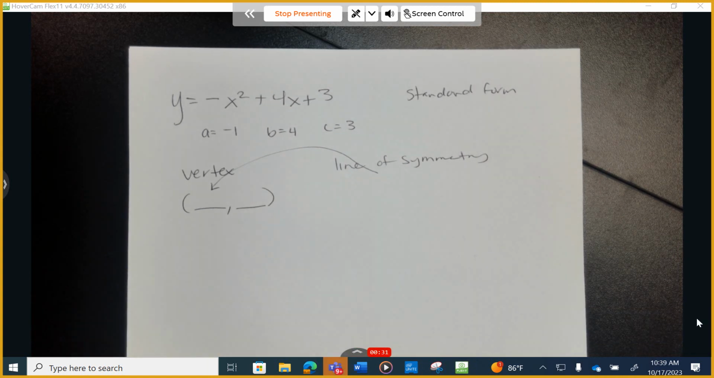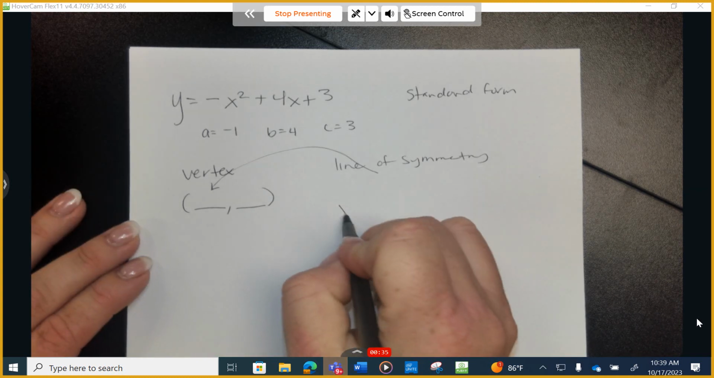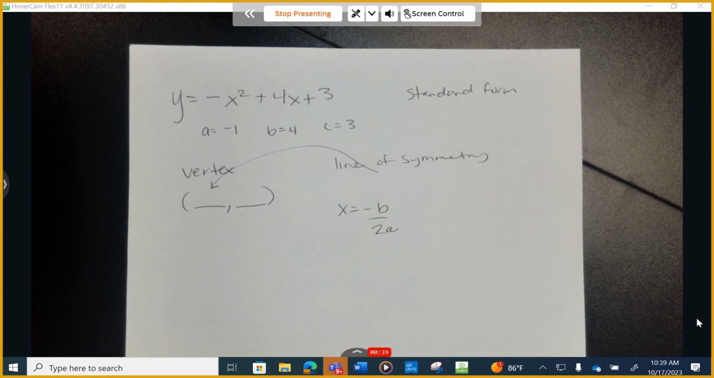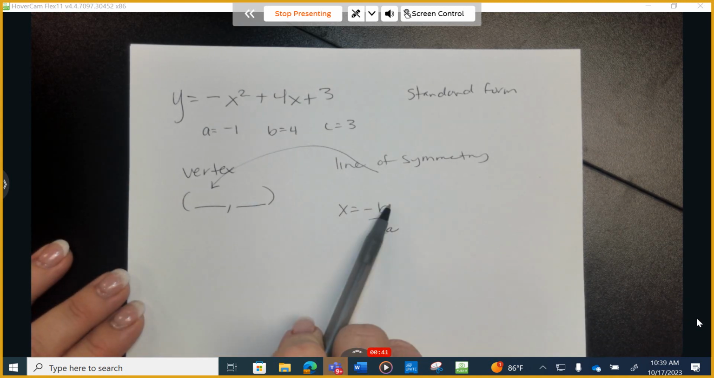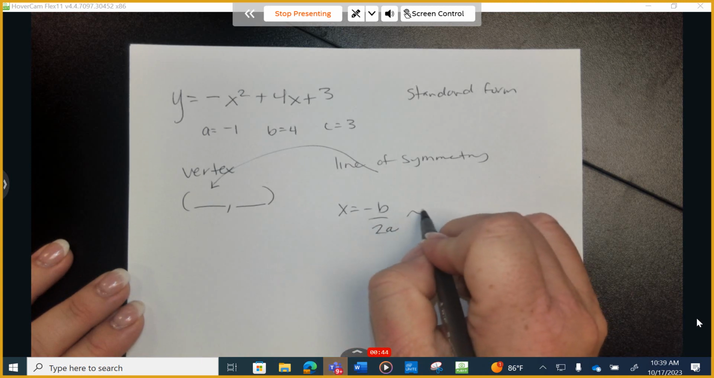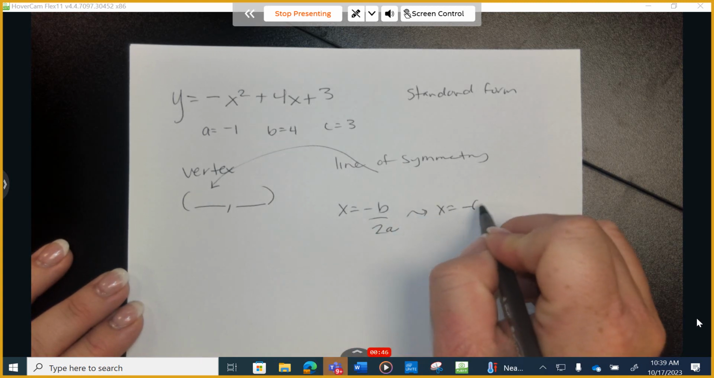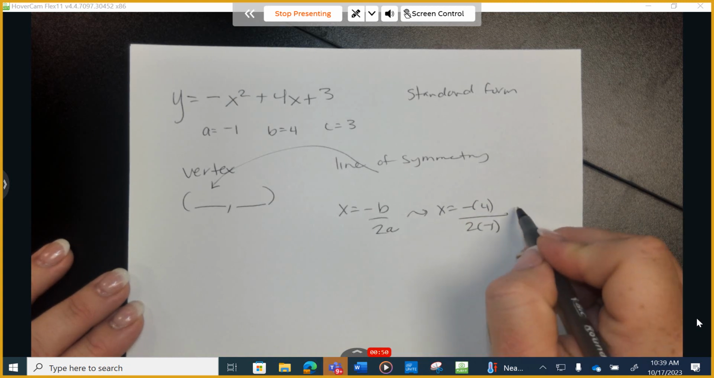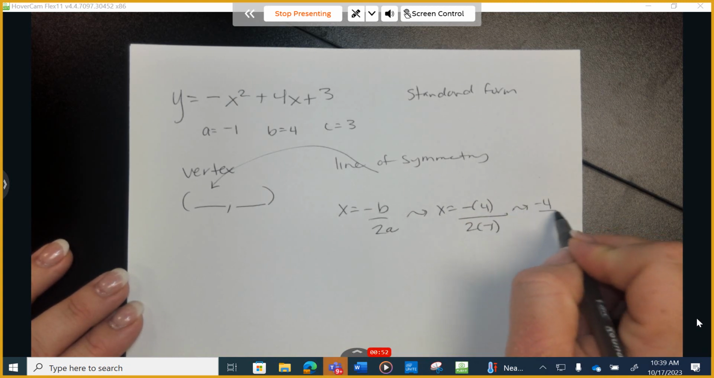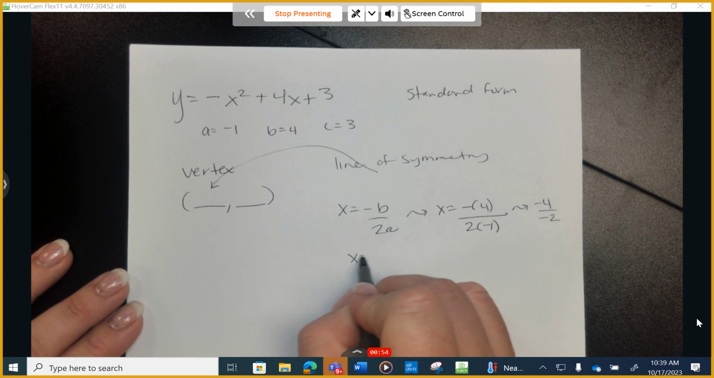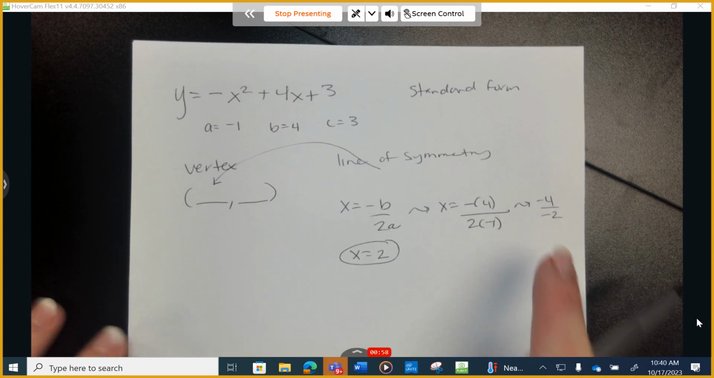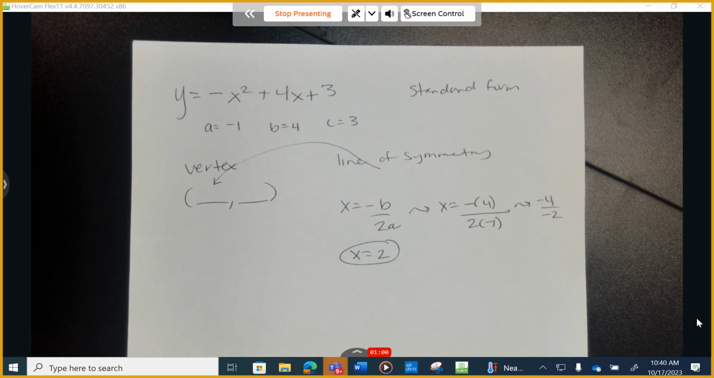As you can see, everything that is on the board in front of you will remain there during the quiz. This is on the board, but you have to know when and how to use it. I'm going to replace B with 4 and A with -1. So X equals -4 over 2 times -1. So it reduces to -4 over -2, and I end up with an answer of 2. If you need to rely on a calculator to ensure you get the correct answer, that's okay.